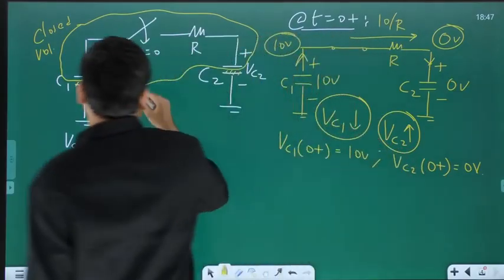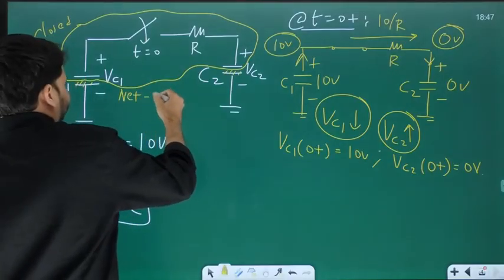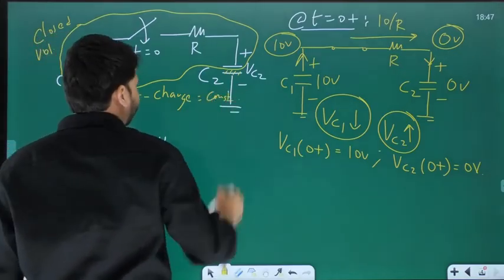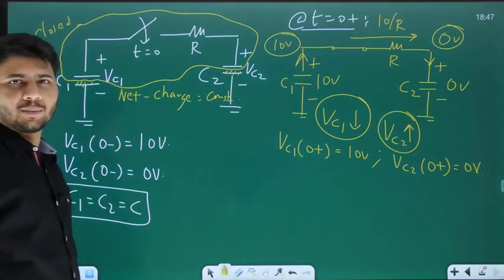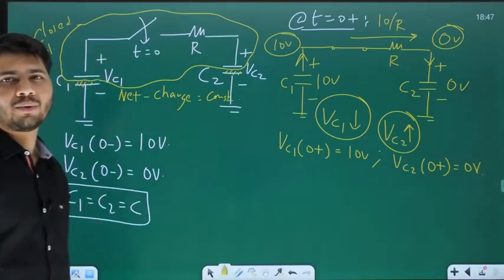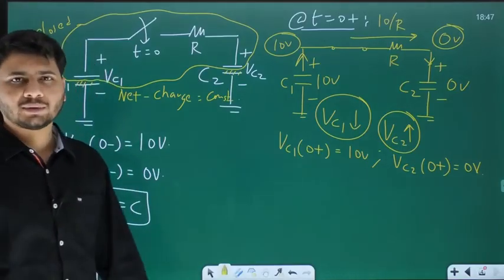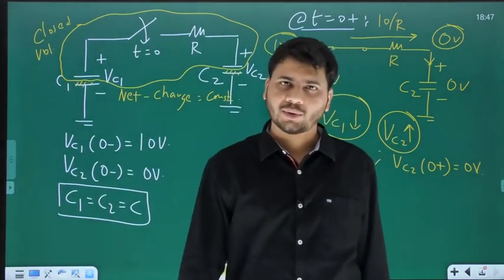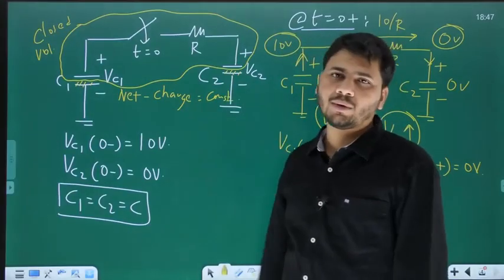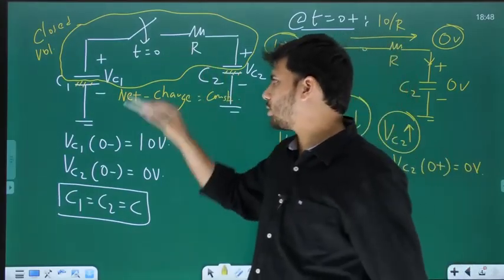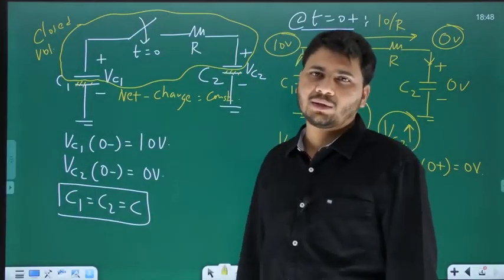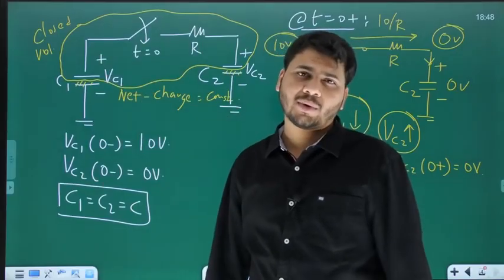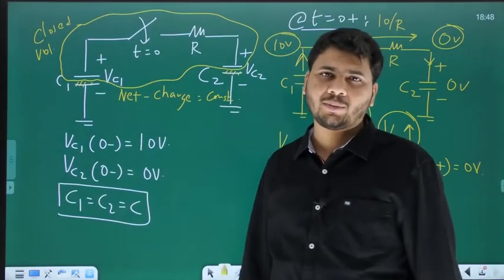So for this closed volume, the net charge is always going to be constant, because it is separated from the external world through two dielectrics which are like perfect insulators, and through an insulator no charge will be able to flow. So no charge flowing into or out of this closed volume. But there can be charge transfer within this closed volume, but the net charge is always going to be constant.